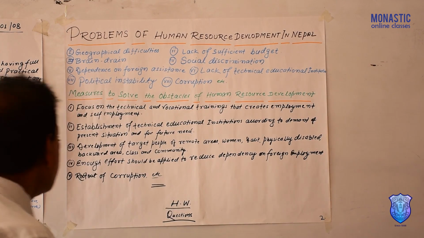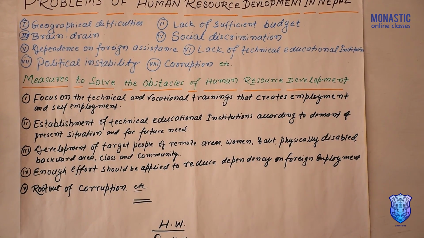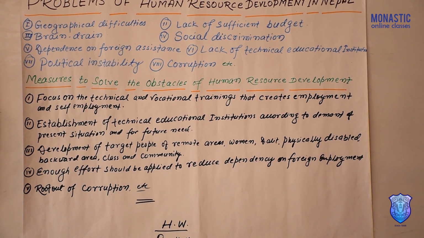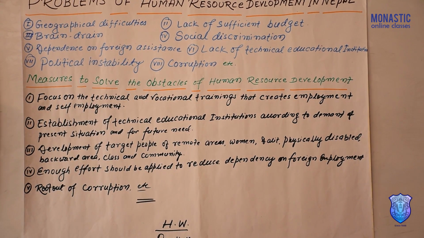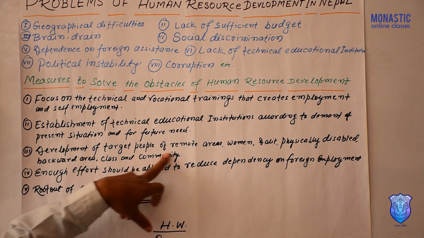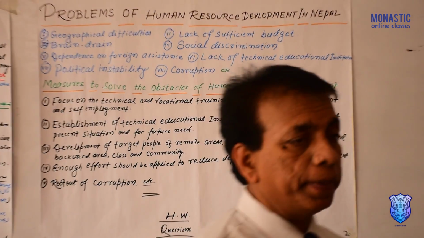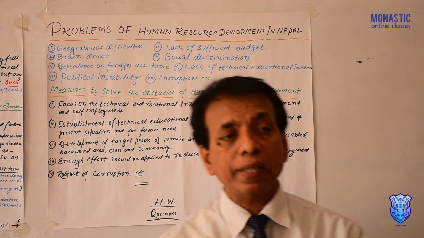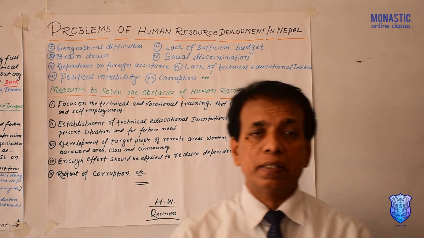Next point is given here. Development of target people: remote areas, women, Dalit, physically disabled, backward areas, classes and communities. To develop the human resource, what happens here? We must take targets. Because, as I said just now, the maximum number of people living inside the country are residing in remote areas, village areas.